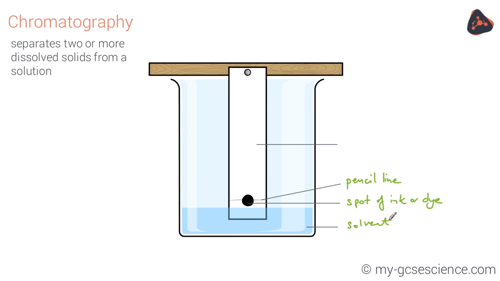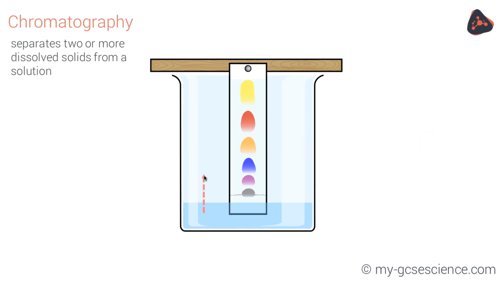The solvent can be water or ethanol, as long as it dissolves the spots of ink that you've drawn. It's important that the solvent starts at a level below the line and spots you've drawn. Otherwise, all of the spots will dissolve in the water and the chromatography won't work. The paper is lowered into the solvent, and then the solvent travels up through the paper, taking some of the coloured substances with it as it travels up the paper. As the solvent continues to travel, the different coloured substances spread apart.